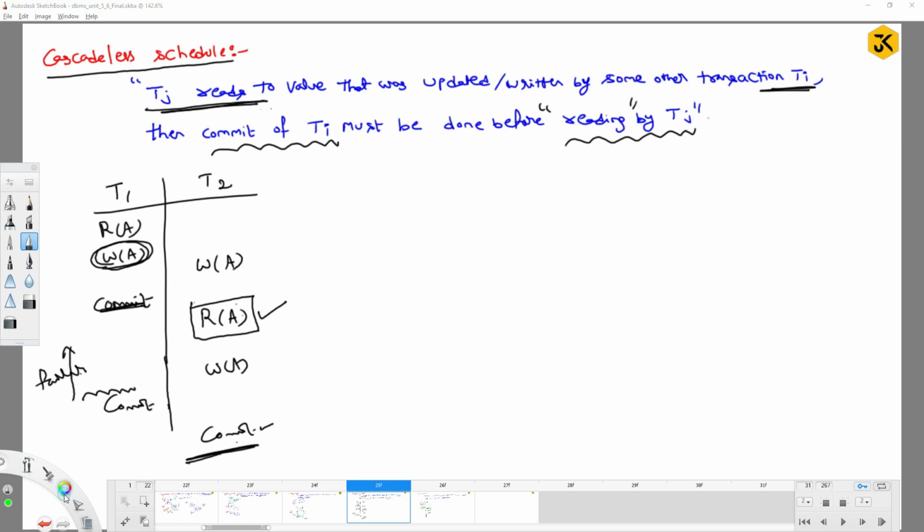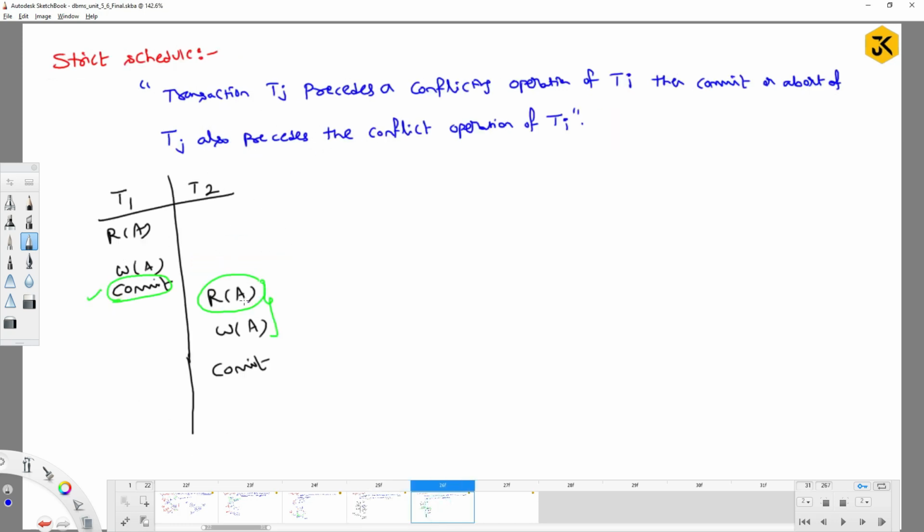And if you take the earlier example, can I call this a strict schedule? No, because if you observe, transaction T2 is trying to perform a write operation on data that was already updated by T1. In a cascadeless schedule it is allowed to be updated. But in a strict schedule, even if it is a write operation, you should not allow that. That's the reason they call it a strict schedule. So here you have to think about write operations also. If you add write of A here, it won't come under strict schedule. As I have eliminated this one, it will come under strict schedule.